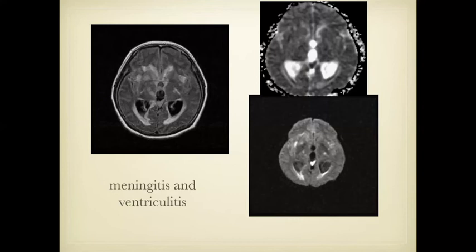Now, is this a manifestation of ventriculitis? In this case, probably so, from the restricted diffusion here around the ventricles, but not in every case. I have seen in some cases of simple meningitis, occasionally you'll have some elements of pus that refluxes into the ventricles. Although my impression is that the patients who have restricted diffusion in the ventricles have a worse prognosis.